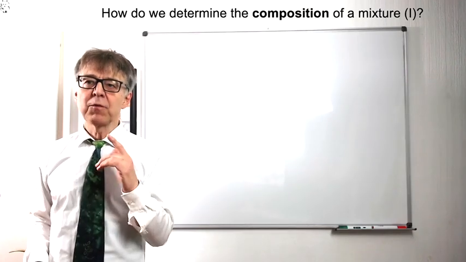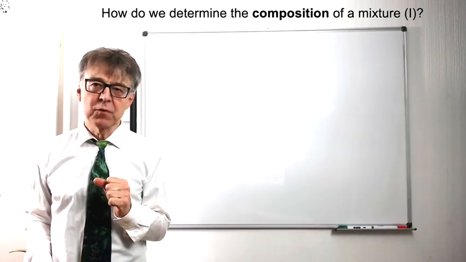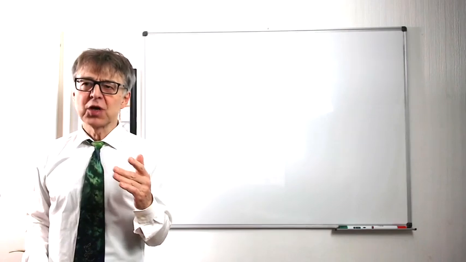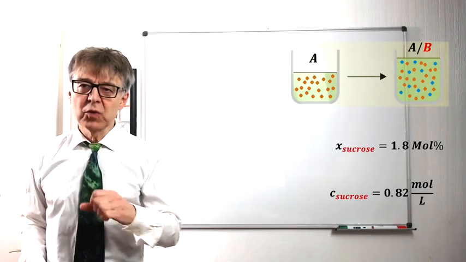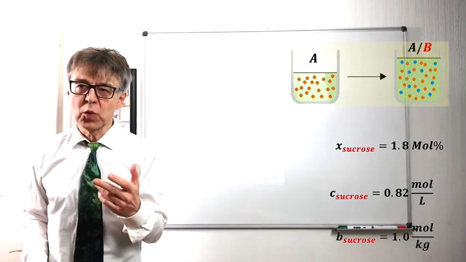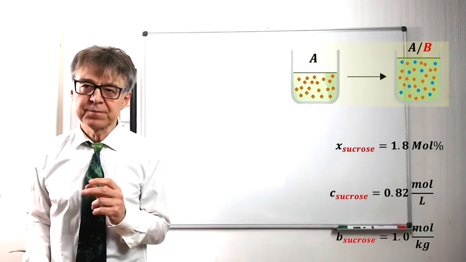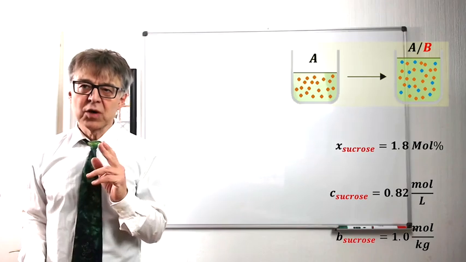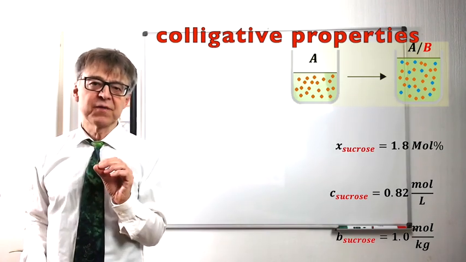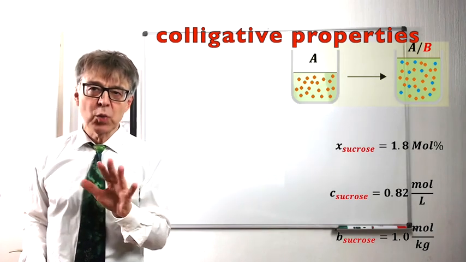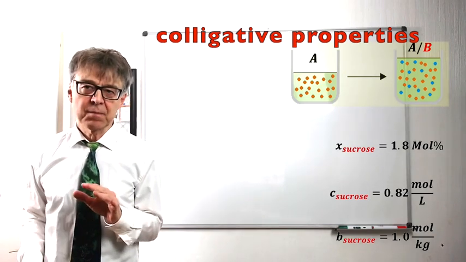If we dissolve 1 mole of sugar in 1 kilogram of water, we have a solution of molality 1. There are 1 mole of dissolved particles in 1 kilogram of water. The so-called colligative properties depend on this very number of dissolved particles, no matter what nature of the particle.